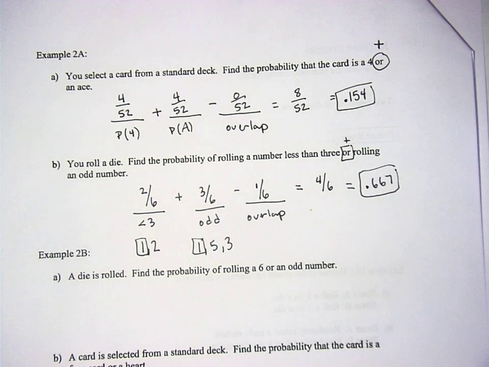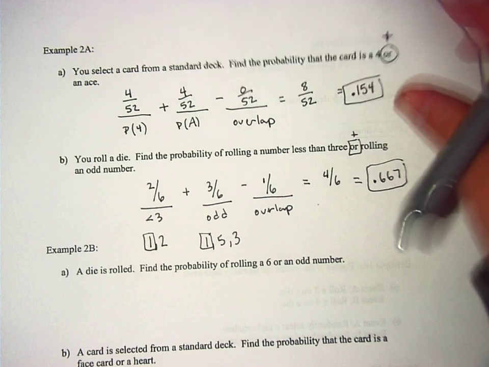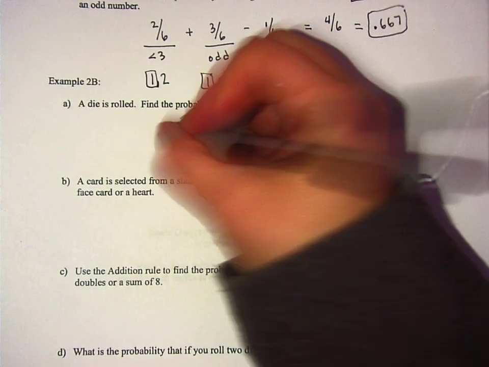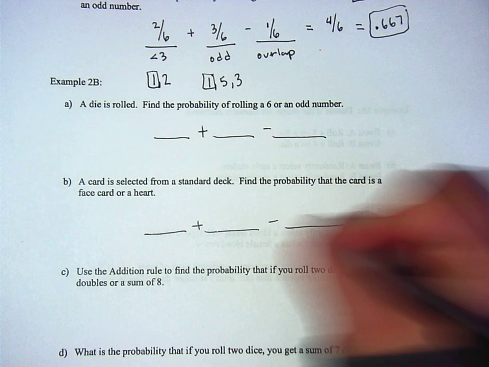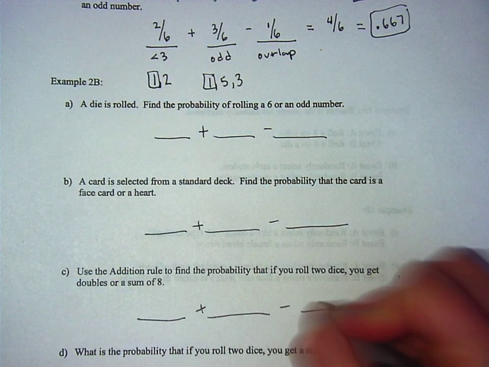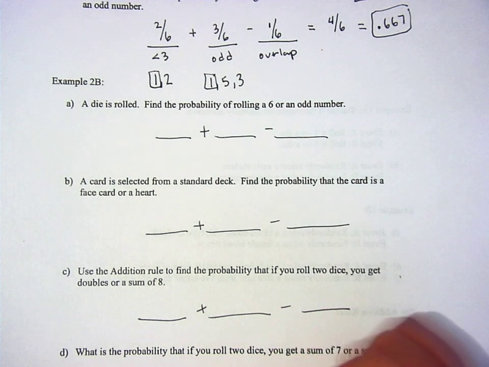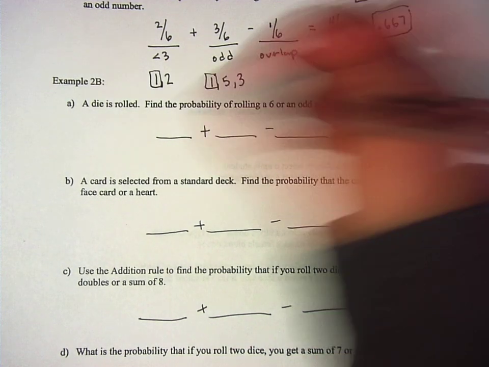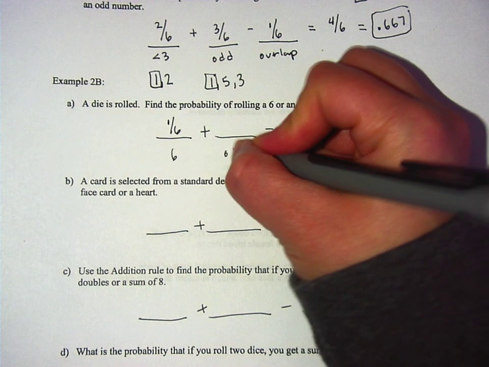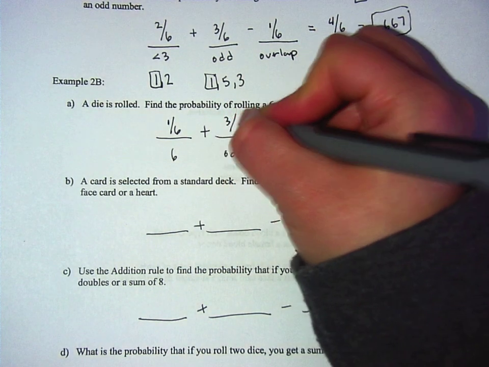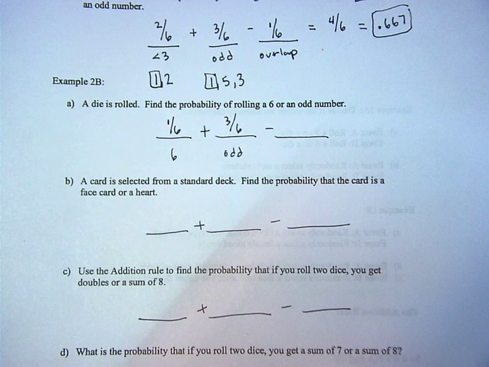All right, let's start at the top. Find the probability of rolling a 6 or an odd number. Okay, probability of rolling a 6 is 1 out of 6, right? Probability of rolling an odd number is 3 out of 6. And there's no overlap there.